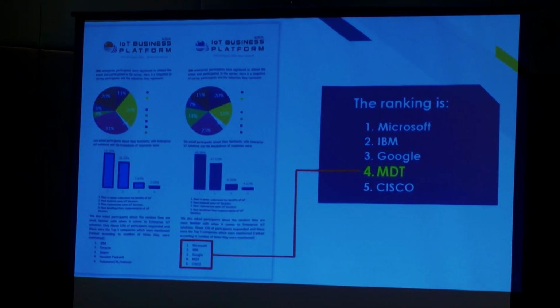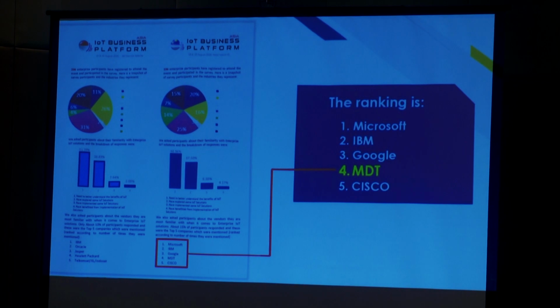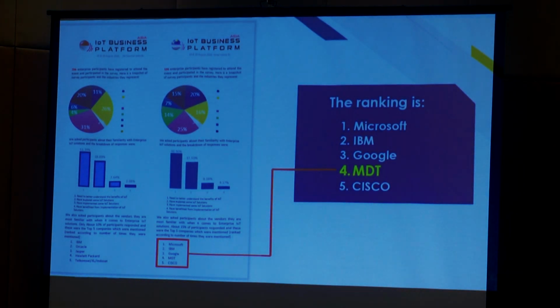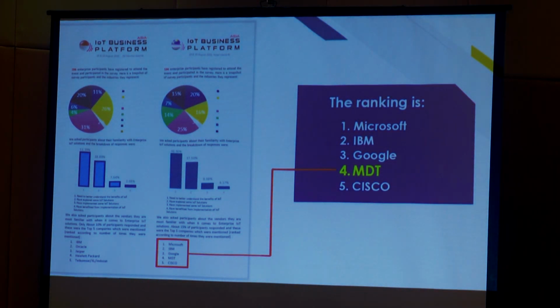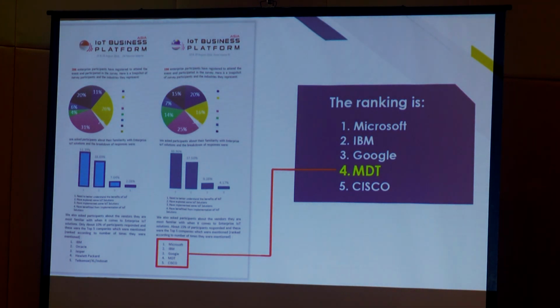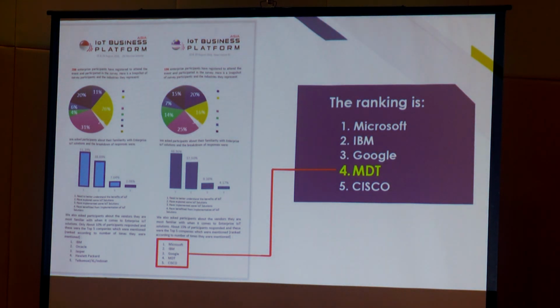In the year 2016, IoT Business Platform, a very respected organization, ranked the top 5 IoT companies in the region. As you can see, number 1 ranking was Microsoft. Number 2 was IBM. Number 3, Google. You know, Google is everywhere, right? IBM has Bluemix.